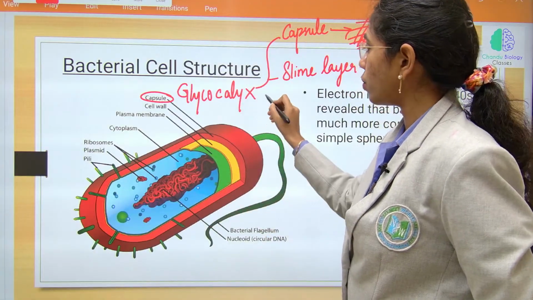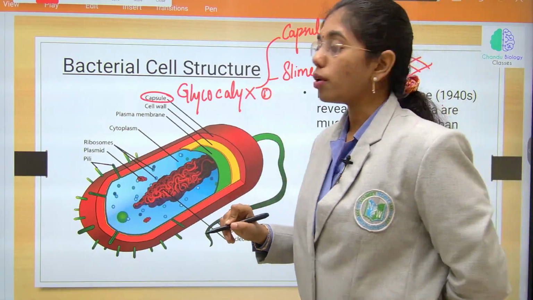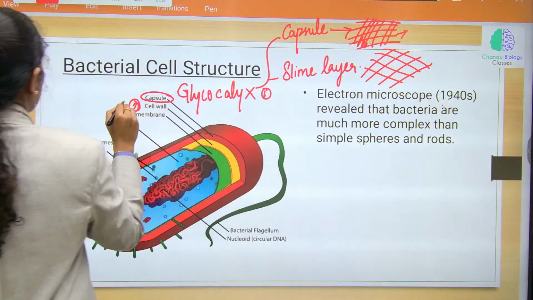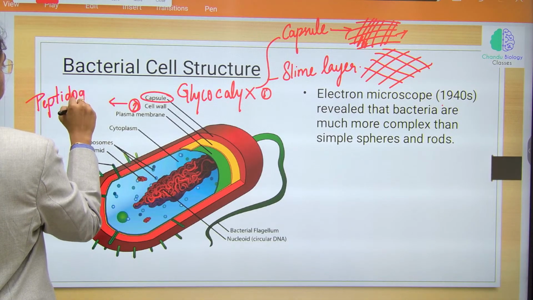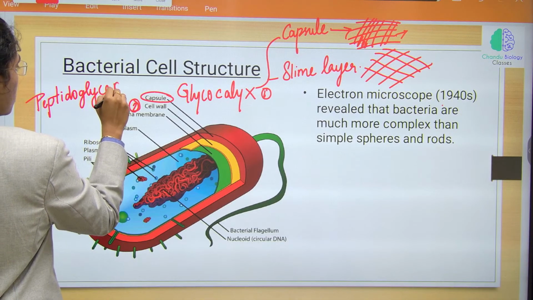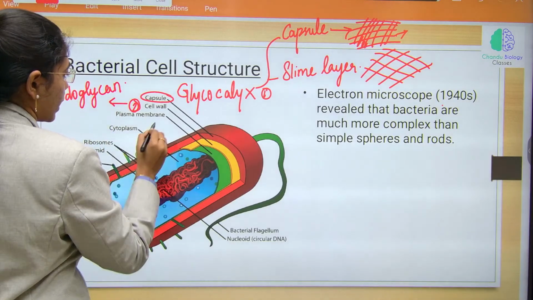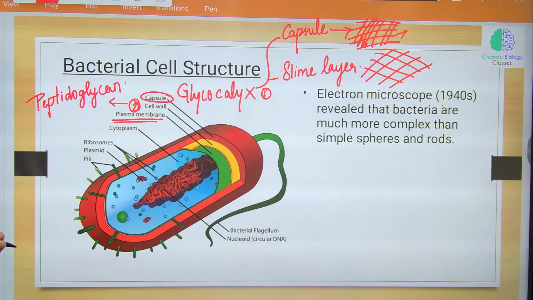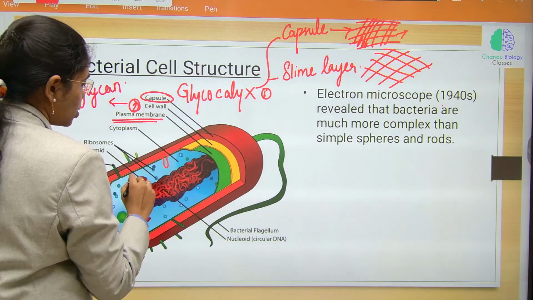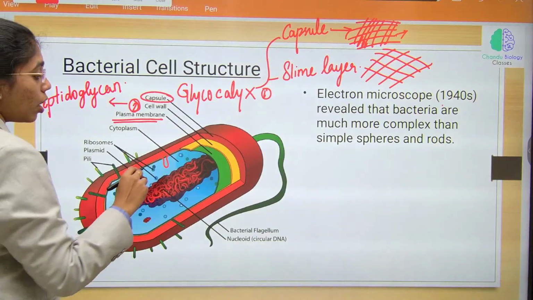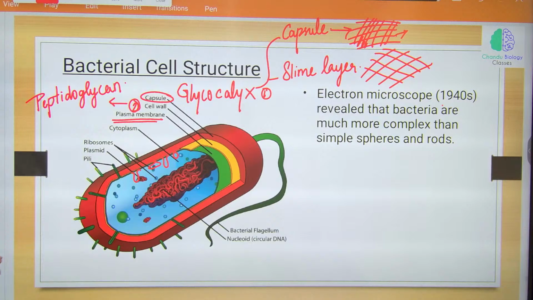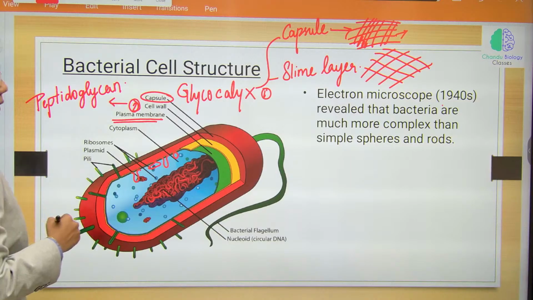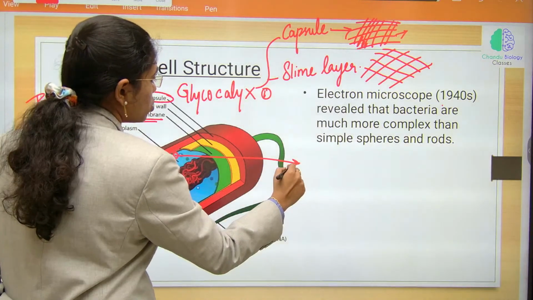The next layer after glycocalyx is the cell wall. Cell wall is made up of peptidoglycan. And then you have the plasma membrane. The plasma membrane will have invaginations, either lamellar or tubular, or vesicle-like structures from the plasma membrane that face towards the cytoplasm. These invaginations are known as mesosomes.